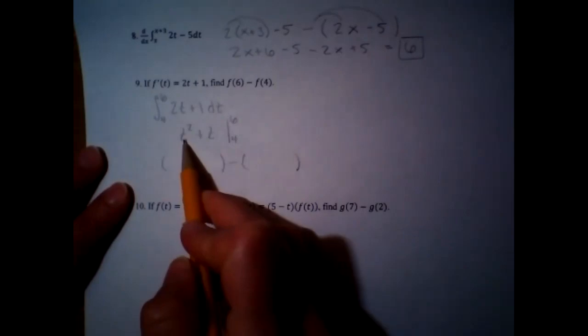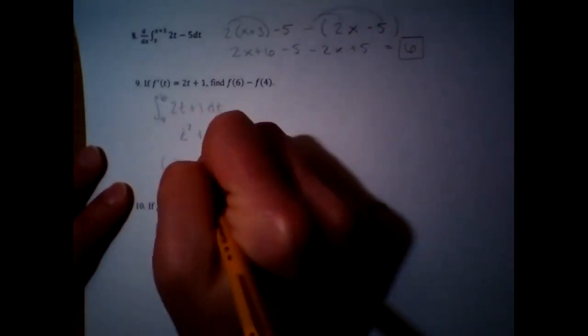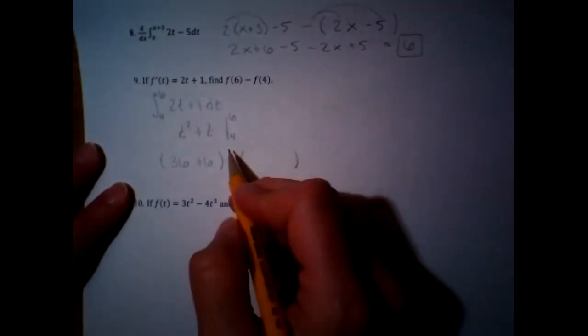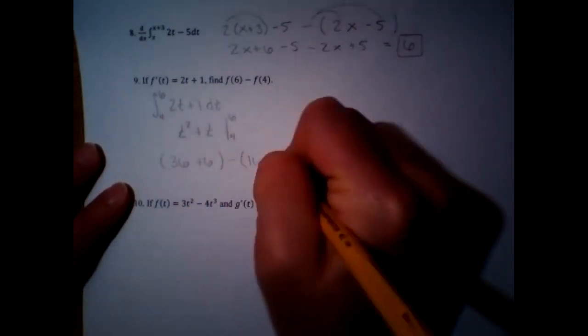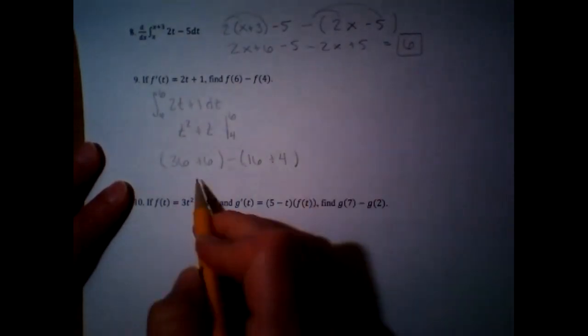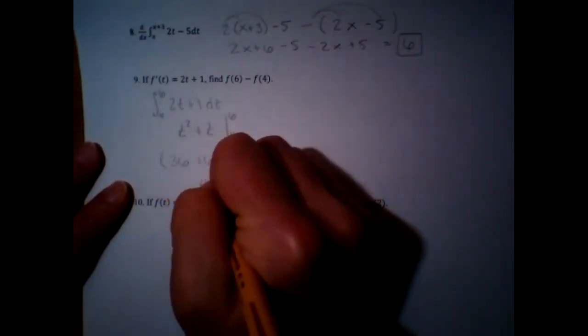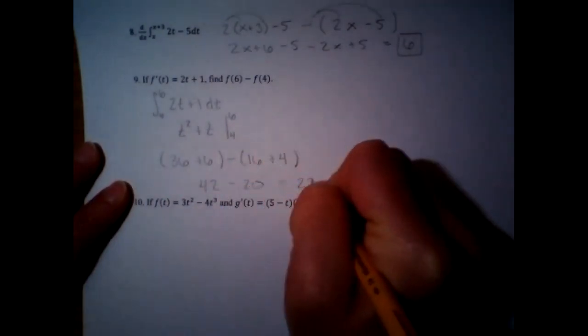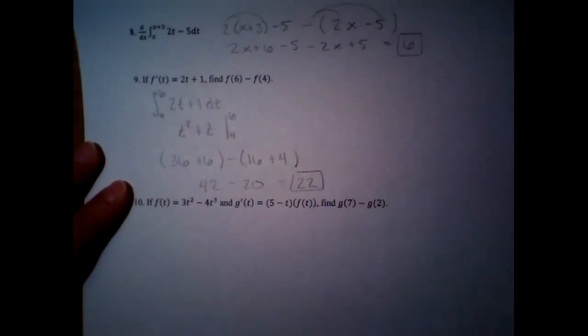So if we plug in 6, let's see, that'll be 36 plus 6, minus, and then if we plug in 4, that's going to be 16 plus 4. And so let's see, this will be 42 minus 20. So 22 for that final answer.